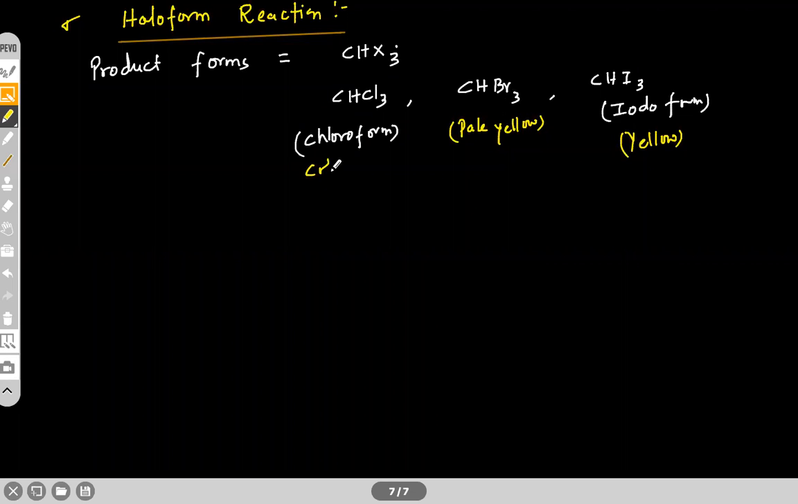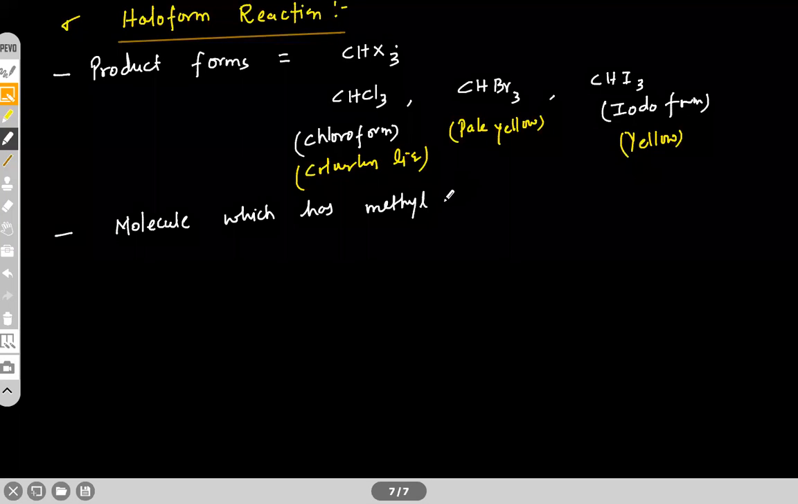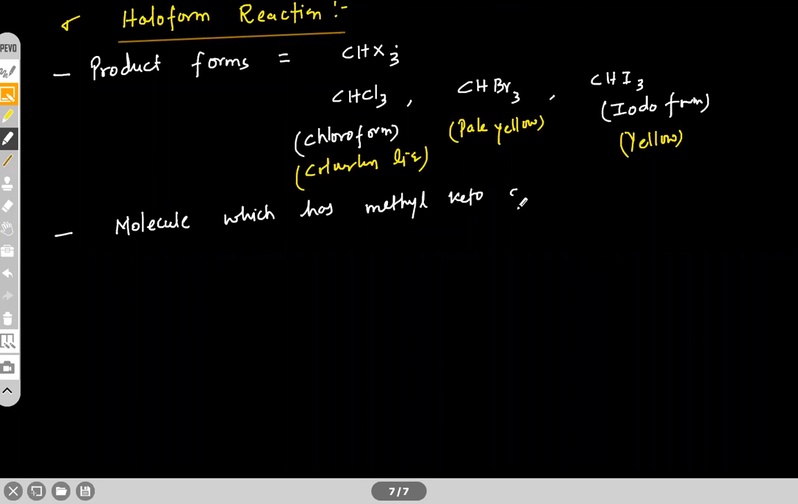This one is a colorless liquid. The color is not important here, just what I have given you. Write down: this reaction is given by the molecule which has a methyl keto group.